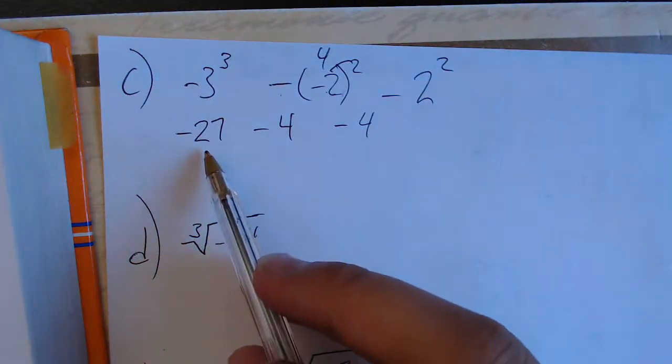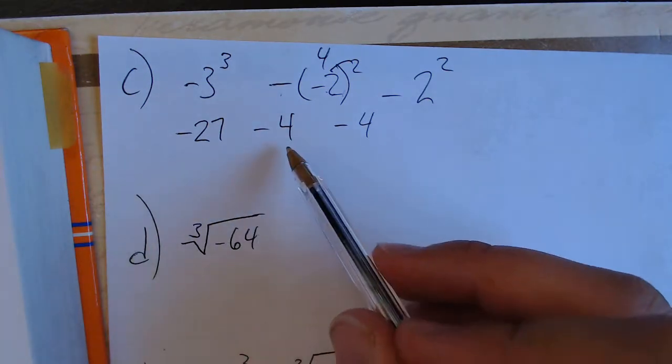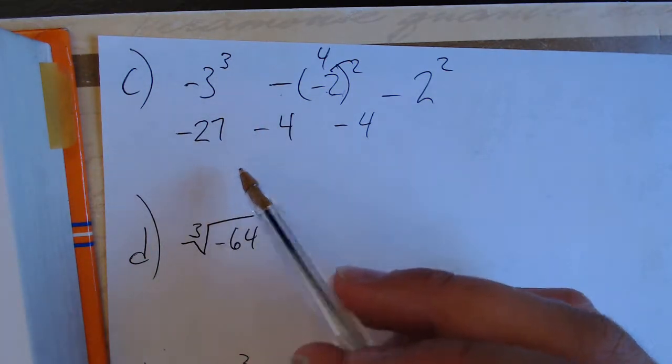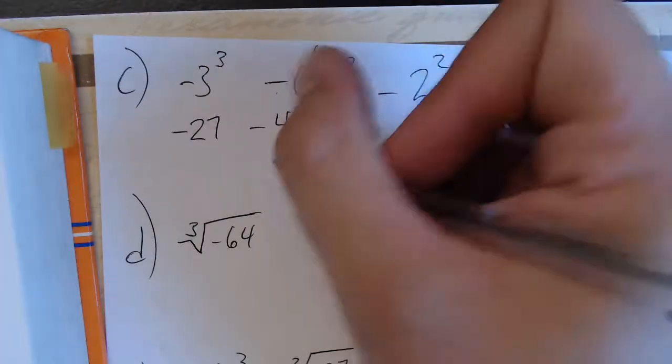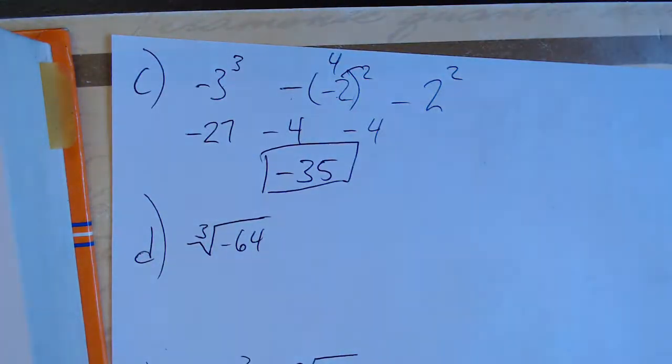So then we have negative 27 plus negative 4 plus negative 4. Negative 27 plus negative 4 gives us negative 31. Negative 31 plus another negative 4 gives us negative 35. And that's our final answer.